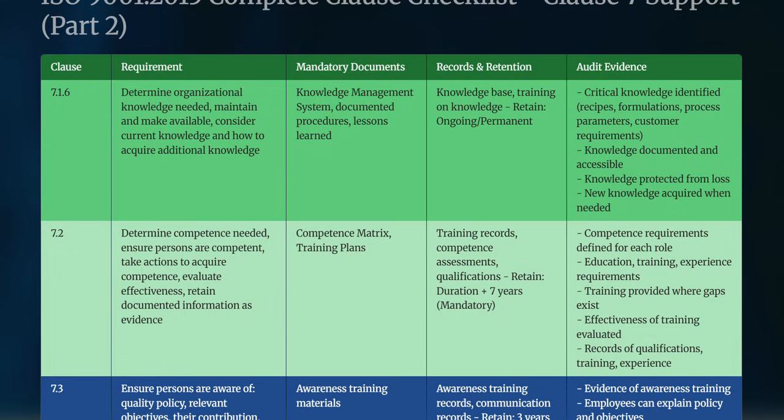The evidence you need to present to the auditor here includes critical knowledge being identified, such as recipes, formulas, process parameters, and customer requirements, knowledge being documented and accessible, knowledge being protected from loss, and new knowledge being acquired when needed. So those are the documents you need to present to the auditor to fulfill the requirement.